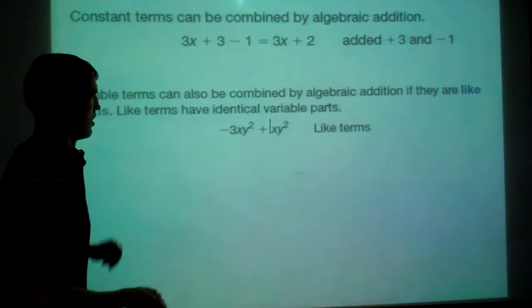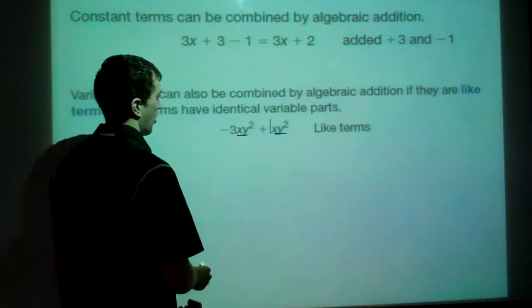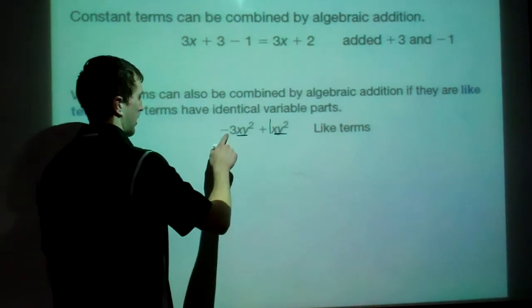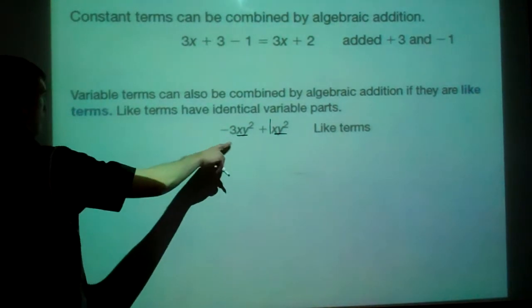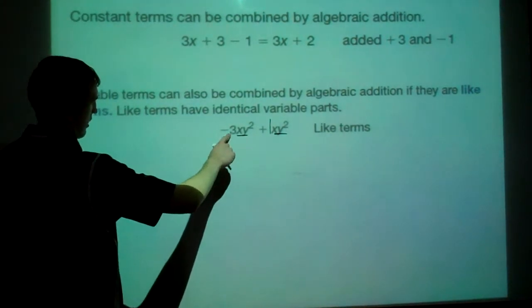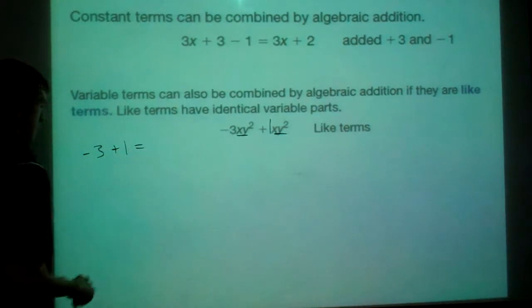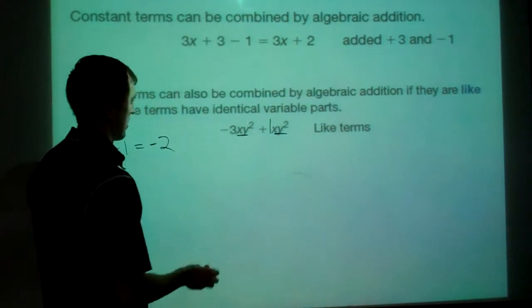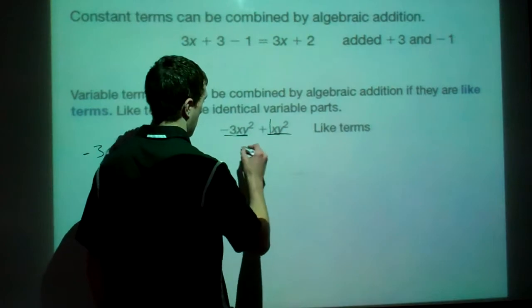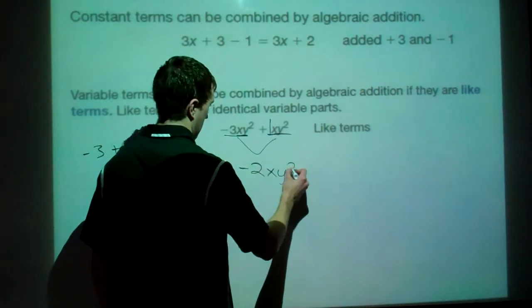Now what do we do? Since they have like terms, we can combine them. We take the number out front and the number out front and we add them together. Negative 3 plus 1. Negative 3 plus 1 is negative 2. So if we combine these, we get negative 2 xy to the second.